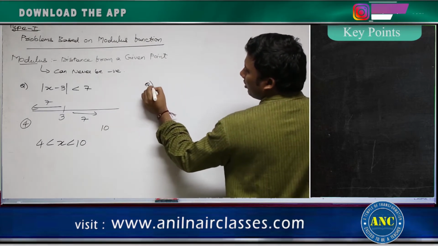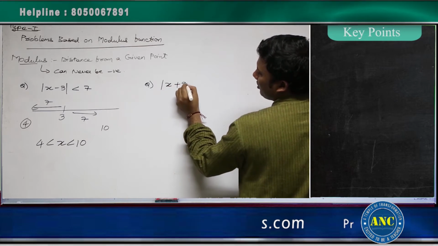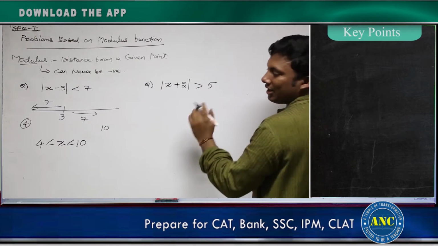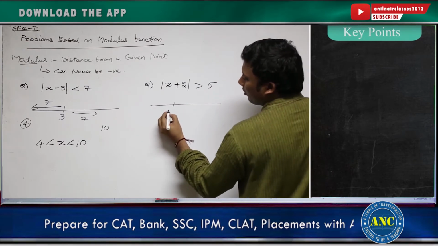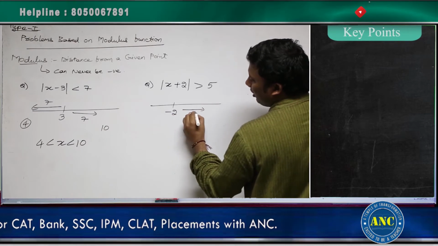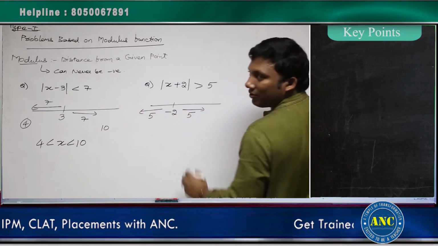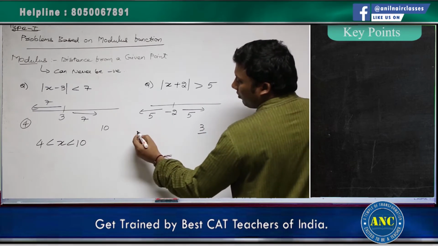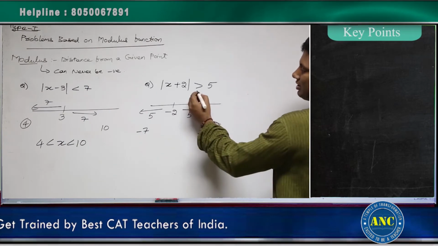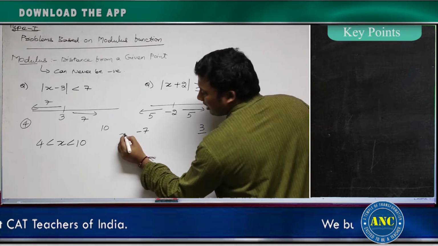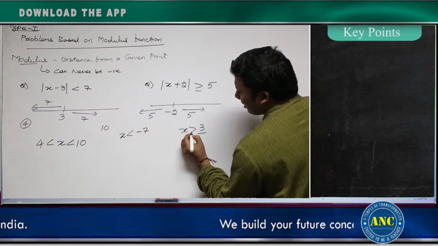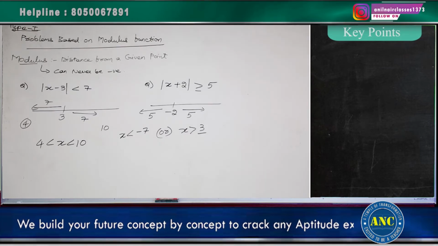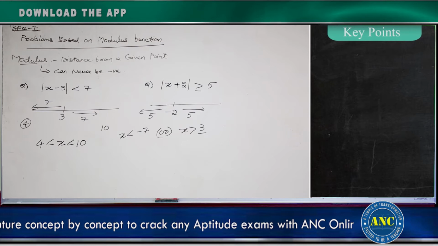Just hold on. If the question is mod x plus 2 is greater than 5, forget about greater than. First put it as equivalent to. If it is minus 2, it goes 5 units forward or 5 units backward. 5 units forward it is 3. 5 units backward it is minus 7. Since it is greater than, x is lesser than the lesser value or x is greater than the greater value. Please write down. So not only for equivalent to, greater than and less than also you need to solve like this.